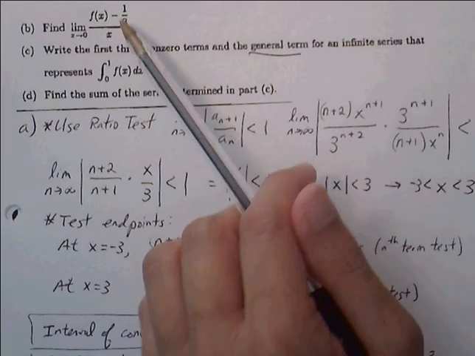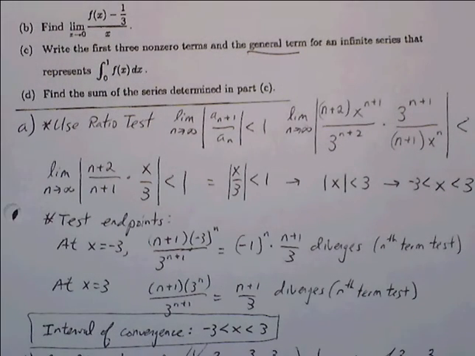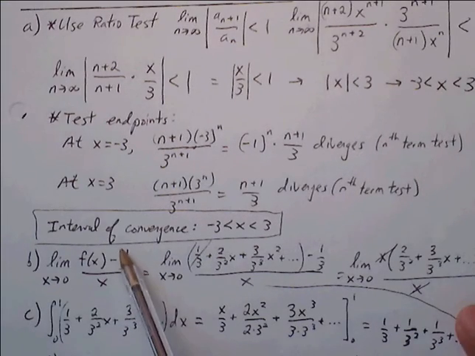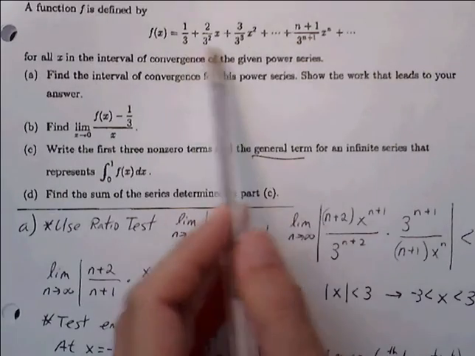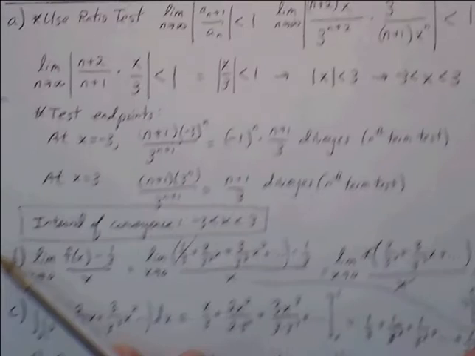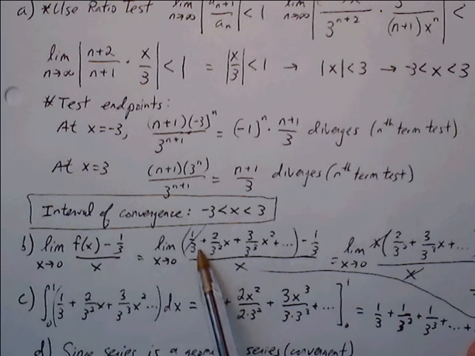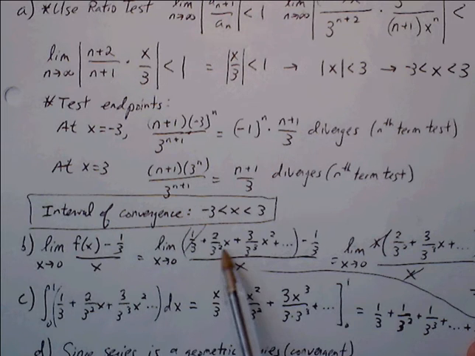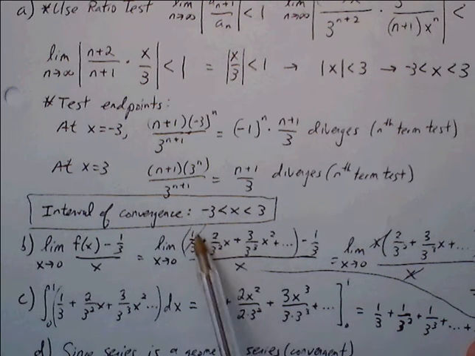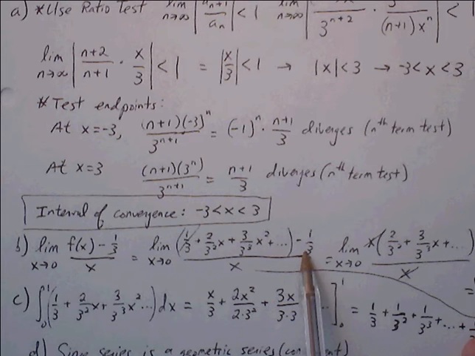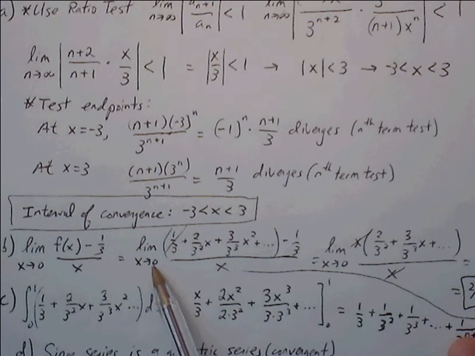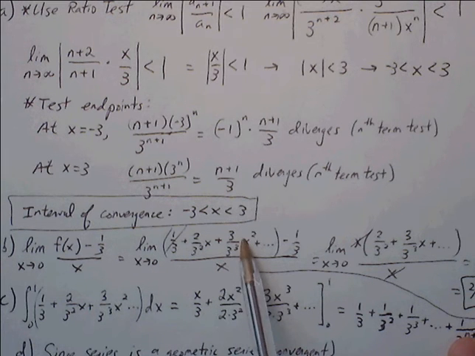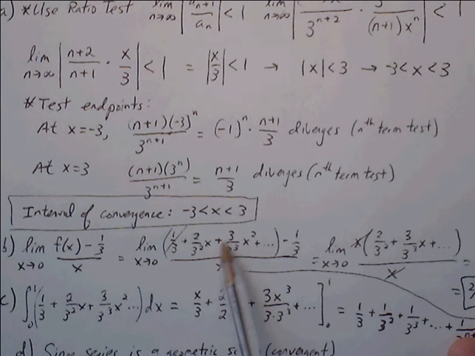Part B. Find the limit as x approaches 0 of f of x minus 1/3 over x. So we can replace f of x with the first few terms of our polynomial. When we do that, f of x gets replaced with 1/3 plus 2 over 3 squared x plus dot dot dot. If we clean this up a bit, we can see that the 1/3 and negative 1/3 will cancel out. And even if I try to evaluate the limit at that point, I'm still going to get 0 over 0 because we have x's in the numerator and denominator.